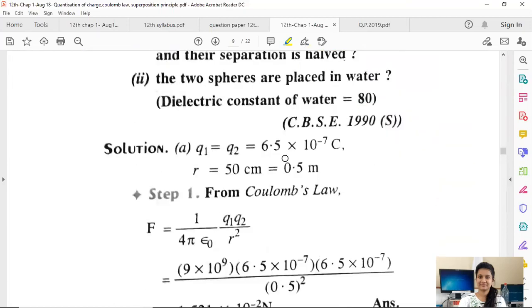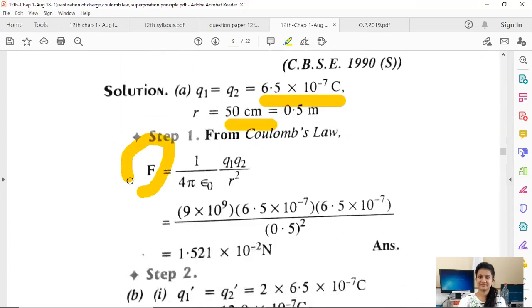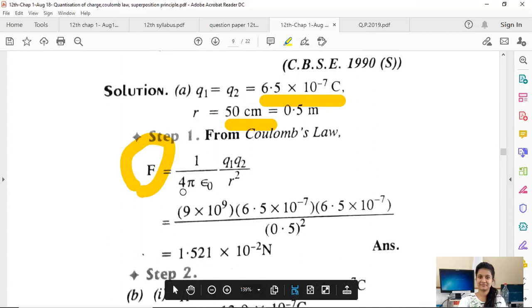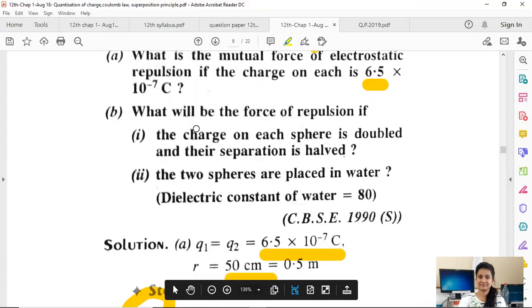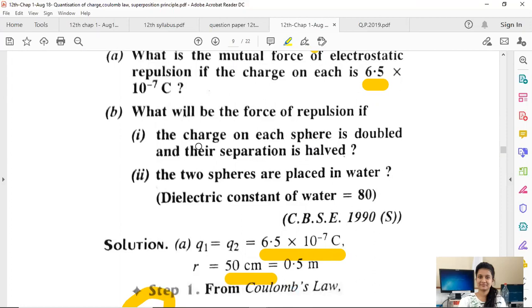Q1 is equal to Q2 is equal to this, and R is 50 centimeter is given. So you can easily calculate this F by solving this formula and take 1 by 4 pi epsilon naught as 9 into 10 to the power 9. Next is, what is the force of repulsion if the charge on each sphere is doubled and their separation is half? So easy.